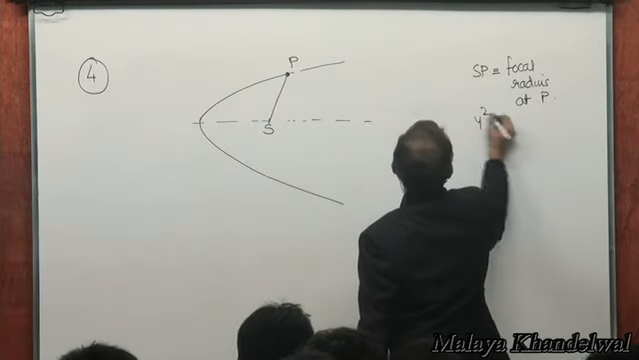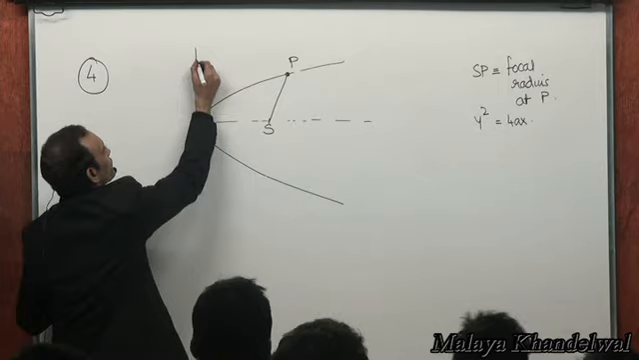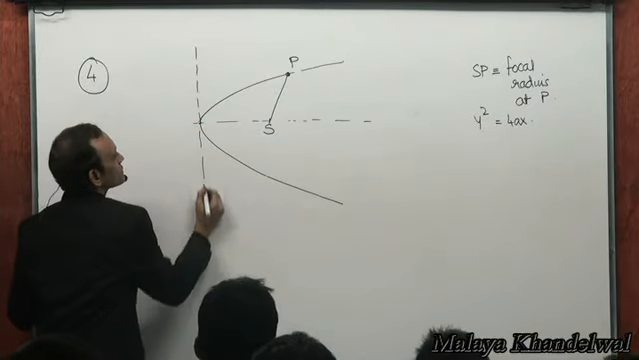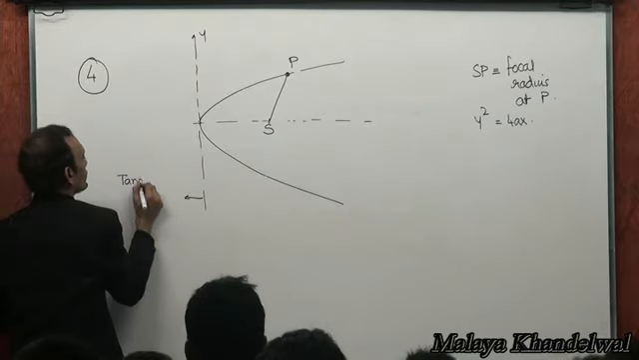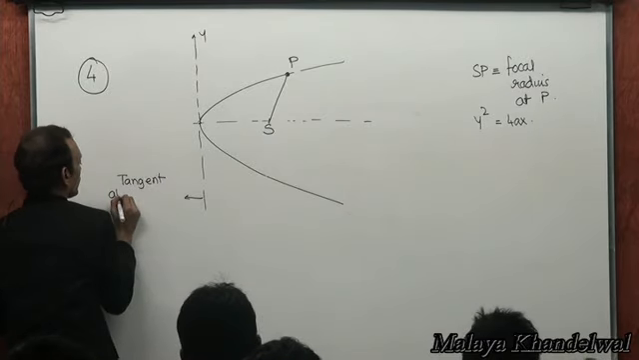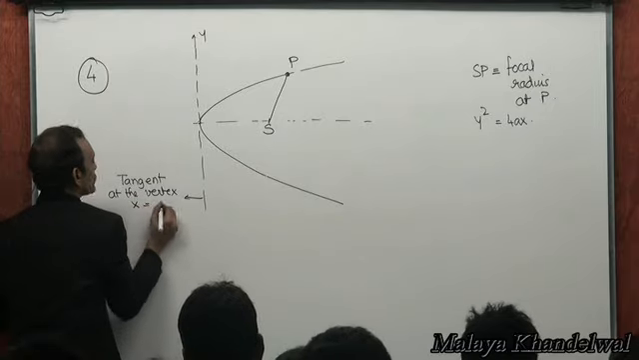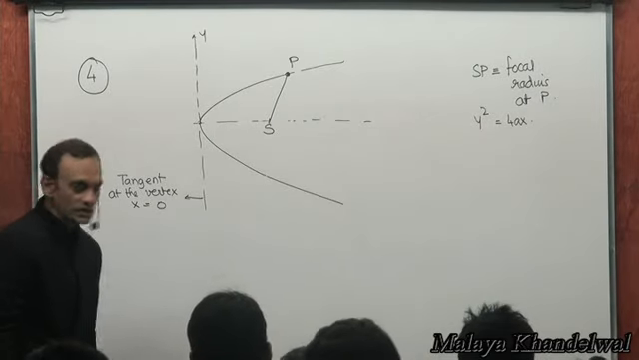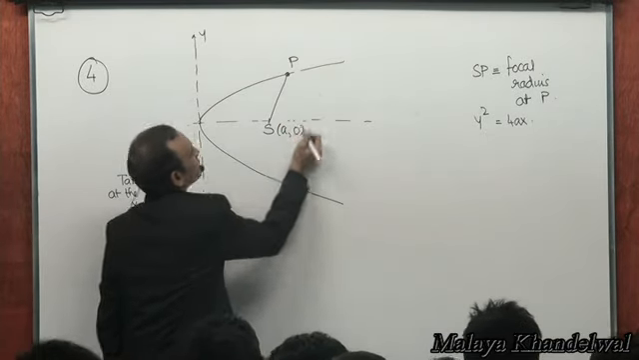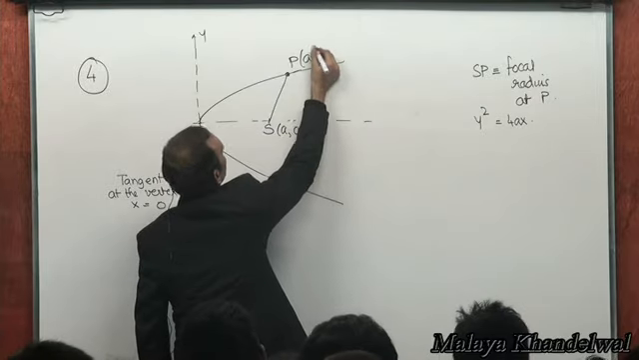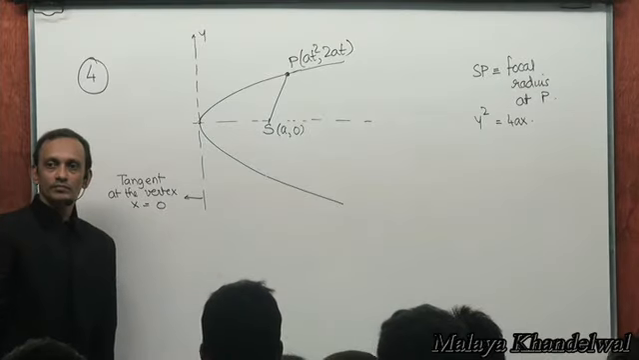Suppose the parabola is y squared equal to 4ax. Then the tangent at the vertex would be x equal to 0, the y-axis. X equal to 0 is the tangent at the vertex, the y-axis in this case. S then is (a, 0), P is (at squared, 2at), right?